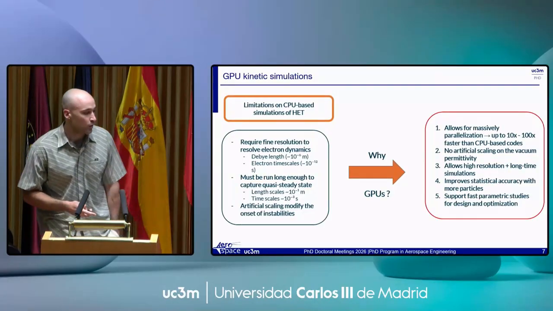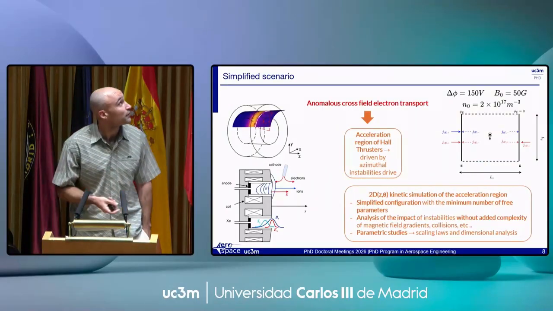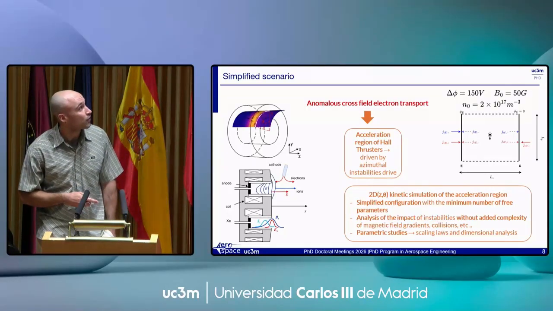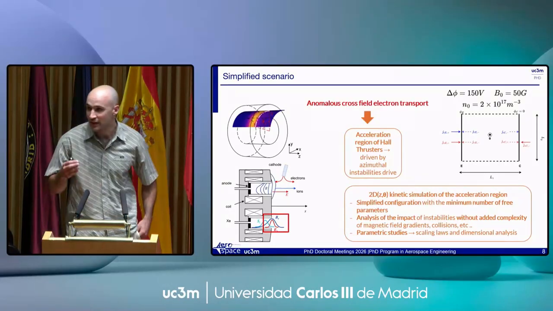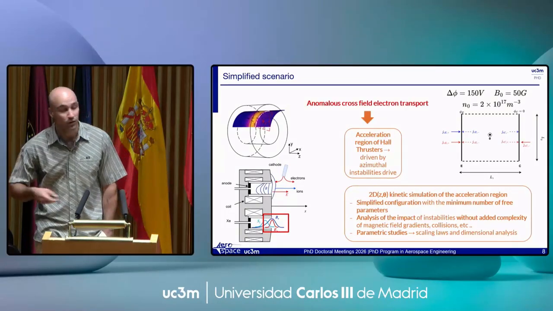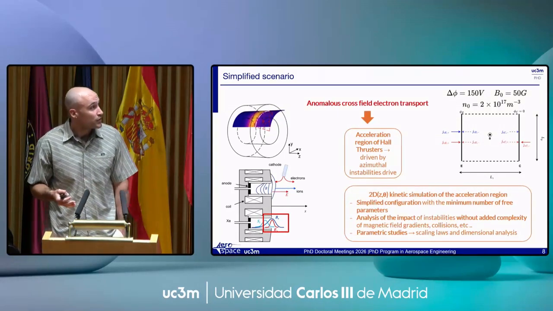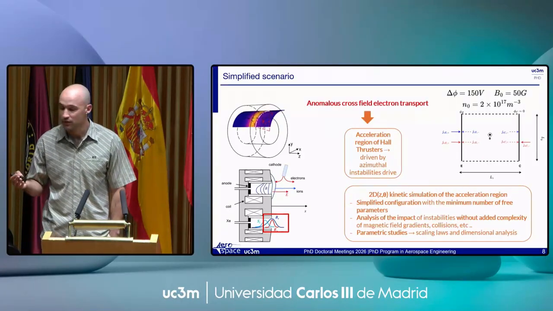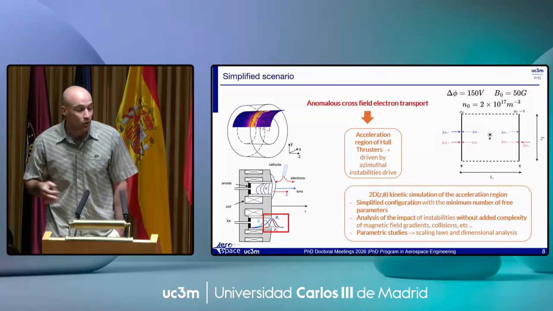So coming back to the anomalous electron transport, the idea was to analyze a simplified scenario. We know that this type of transport is highly dominant in the acceleration region of the Hall thruster and is driven by azimuthal instabilities. The acceleration region is this box here. You already have all your ions generated. They are going to be axially accelerated by the electric field, and you have a magnetic field that is confining the electrons. So the idea is to do a simplified configuration and analyze the impact of these instabilities without the added complexity of magnetic field gradients, collisions, etc., and do some parametric studies to see if we can get a scaling law or a dimensional analysis.